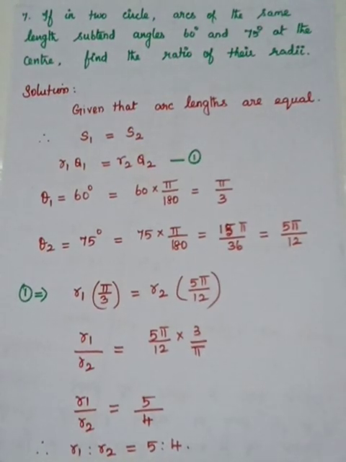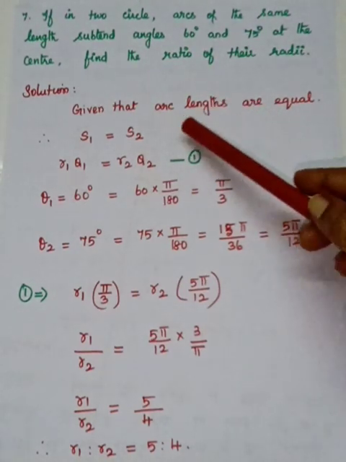And the next one, you see that this model problem is an important 3-mark problem. In two circles, arcs of the same length subtend angles 60 degree and 75 degree at the center; find the ratio of their radii. So we are considering two circles, with arcs of the same length. They subtend different angles: 60 degree in the first circle and 75 degree in the other. Find the ratio of their radii.